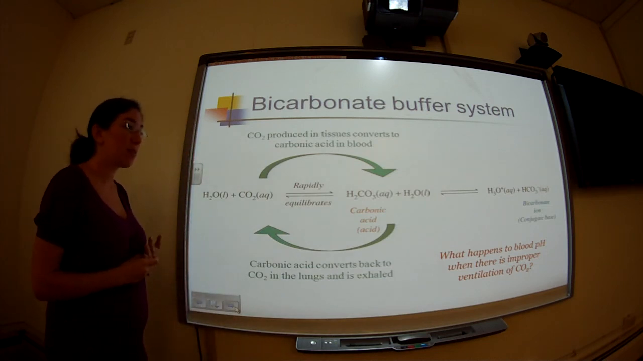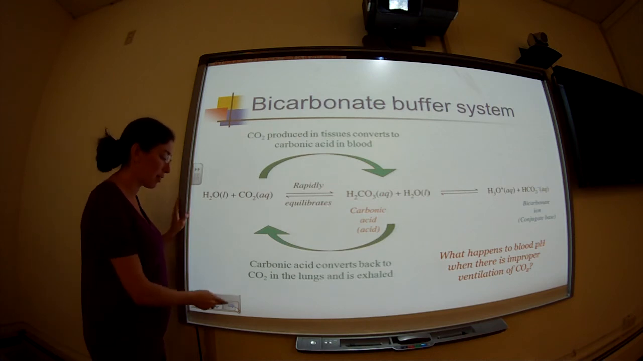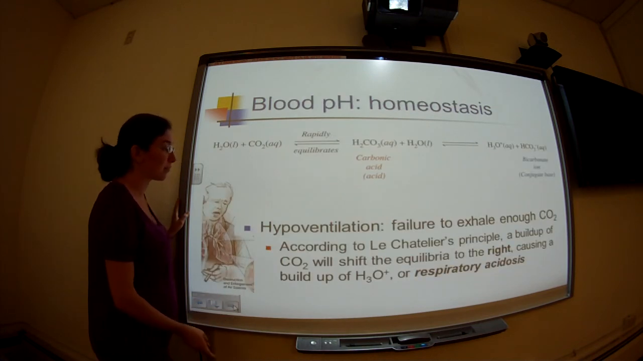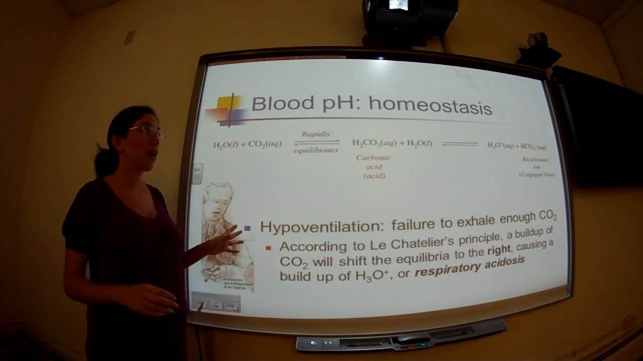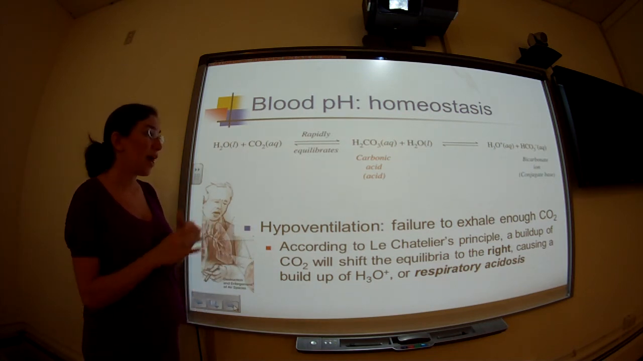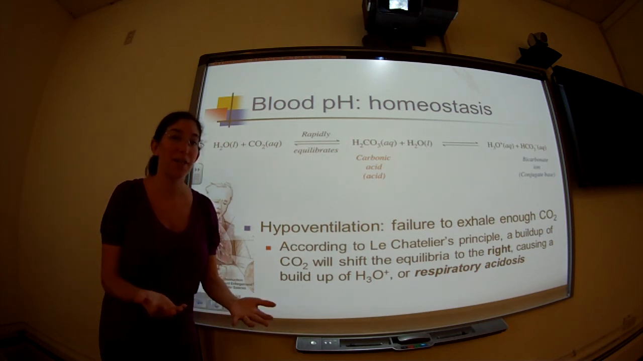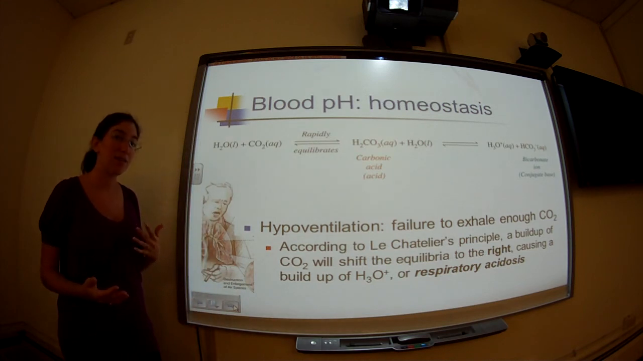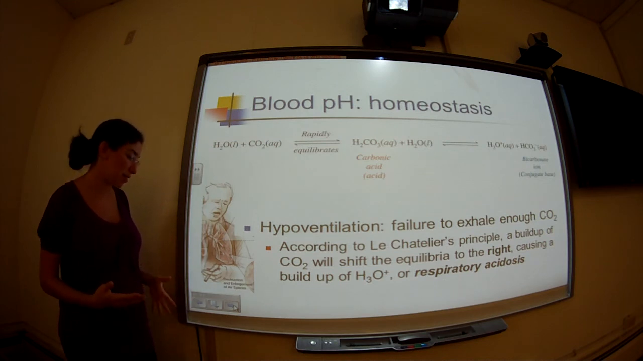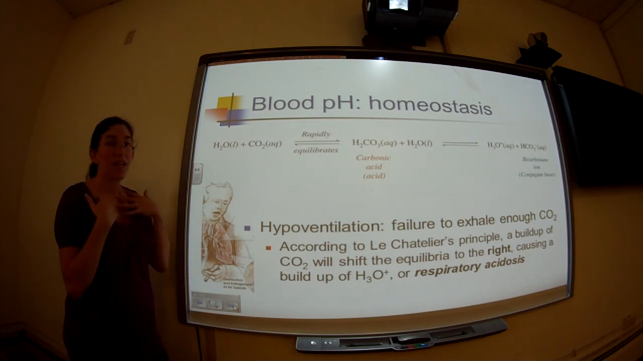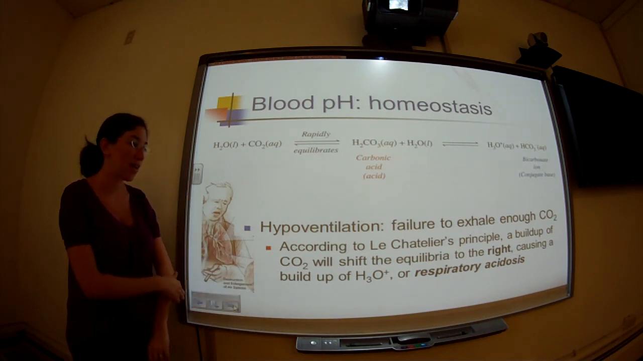So what happens to the blood pH when there's improper ventilation of CO2, when I was talking about hyperventilation and whatnot? First we'll talk about hypoventilation. Hypoventilation is a failure to exhale enough carbon dioxide. This is in cases of lung damage, lung disease, like emphysema, smokers, okay? They can't exhale the proper amount.